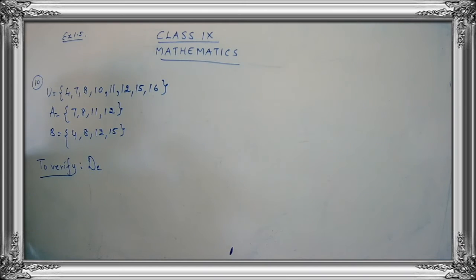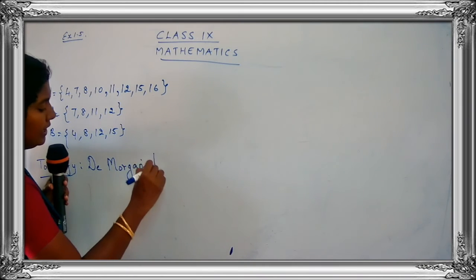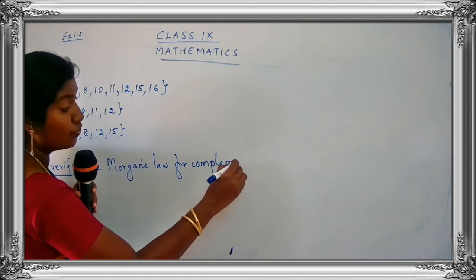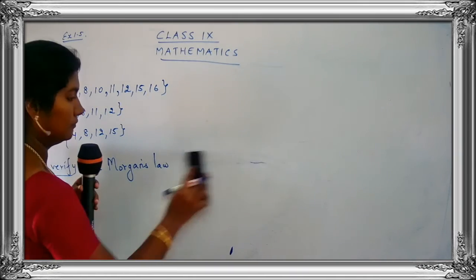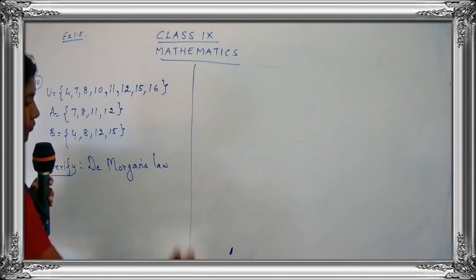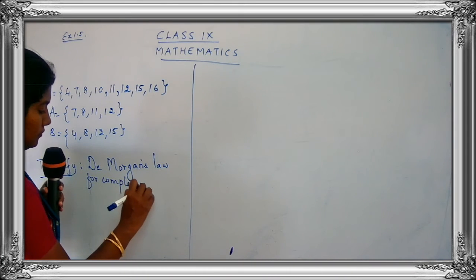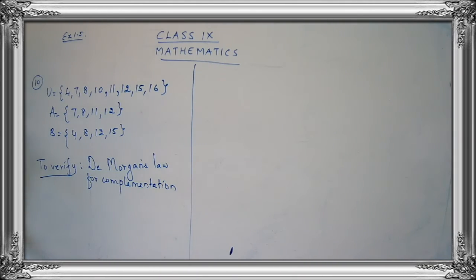I have told you that in some cases they would not give you the property directly. See how here they have just mentioned, verify De Morgan's law for complementation. So you should remember the property. What is the property? Give me the property for complementation, children. We have two cases, yes? So here we are going to mention both the cases. What is the first one?